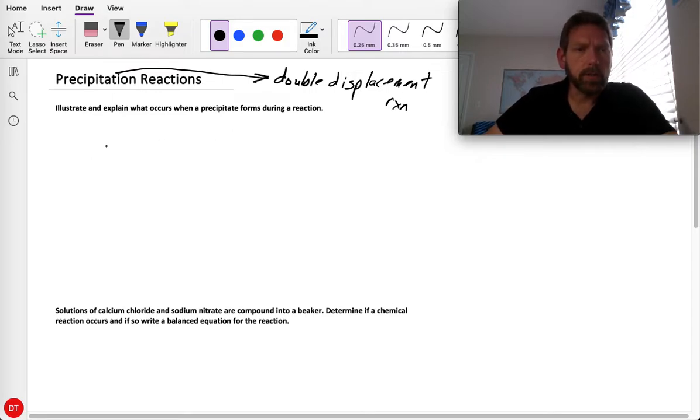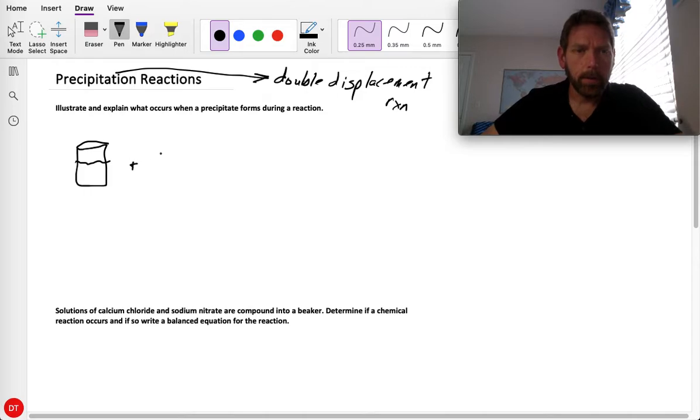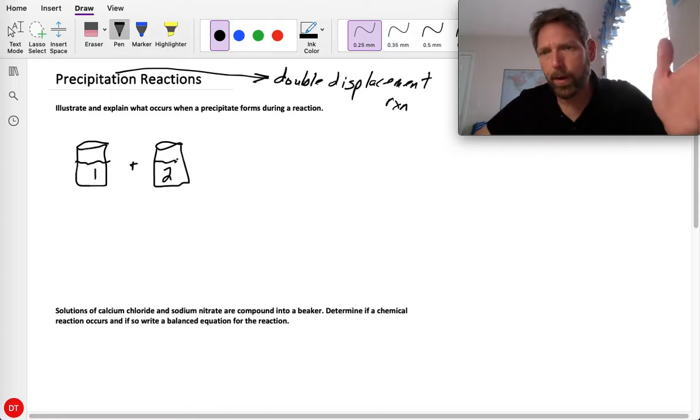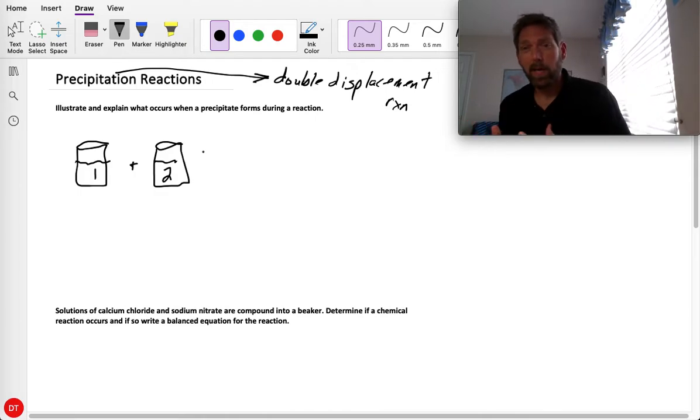Here it says illustrate and explain what occurs during that. What we usually get is something like this. Any sort of little diagram will do. You just need a beaker, or you could use a little Erlenmeyer flask, or a Dixie cup, it doesn't really matter. So we've got solution one and solution two, whatever they're made out of. They're just two solutions with ionic compounds dissolved in water.